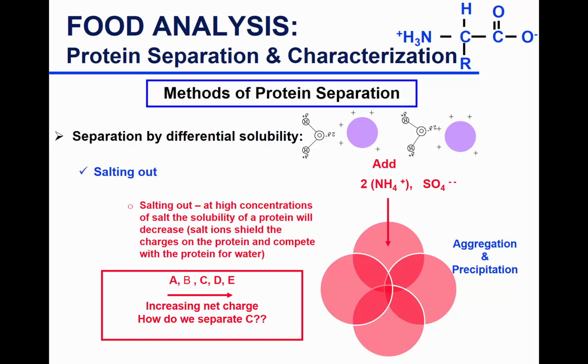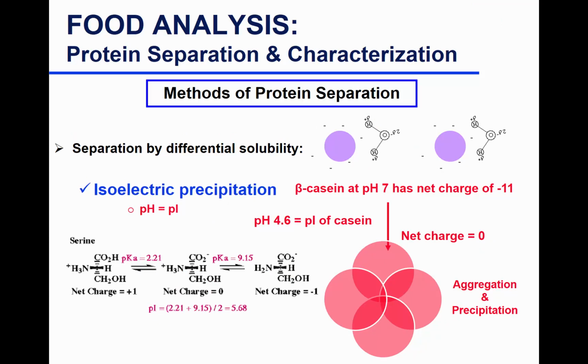So you take the supernatant, then you increase the salt a little bit more, precipitate C, and collect that; D and E will remain in solution. But that's a very simplistic example, just to have you understand it a little bit. You can precipitate protein and isolate it.